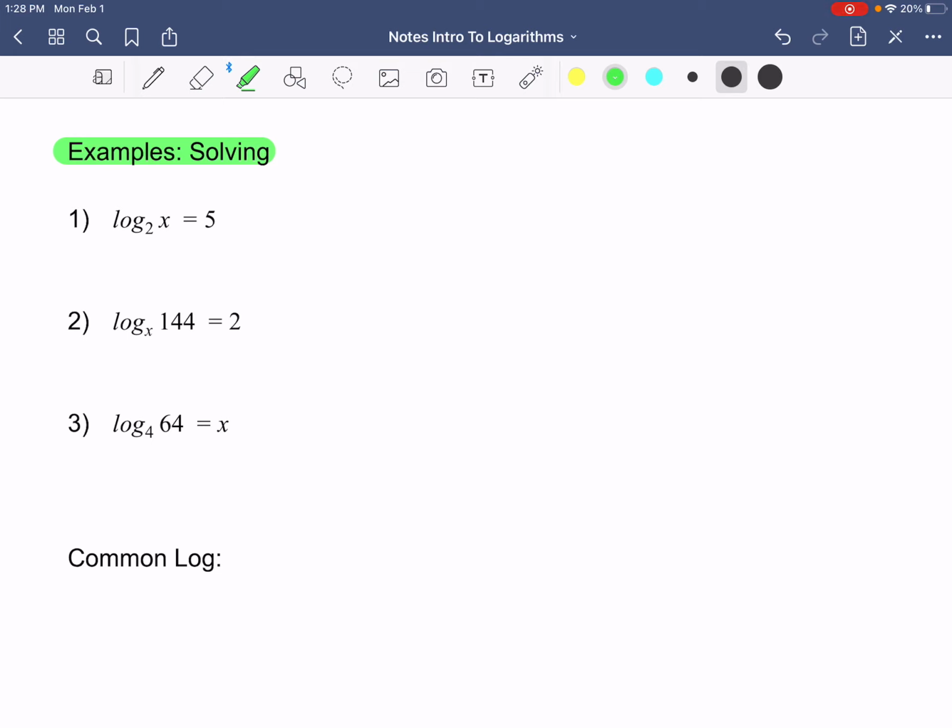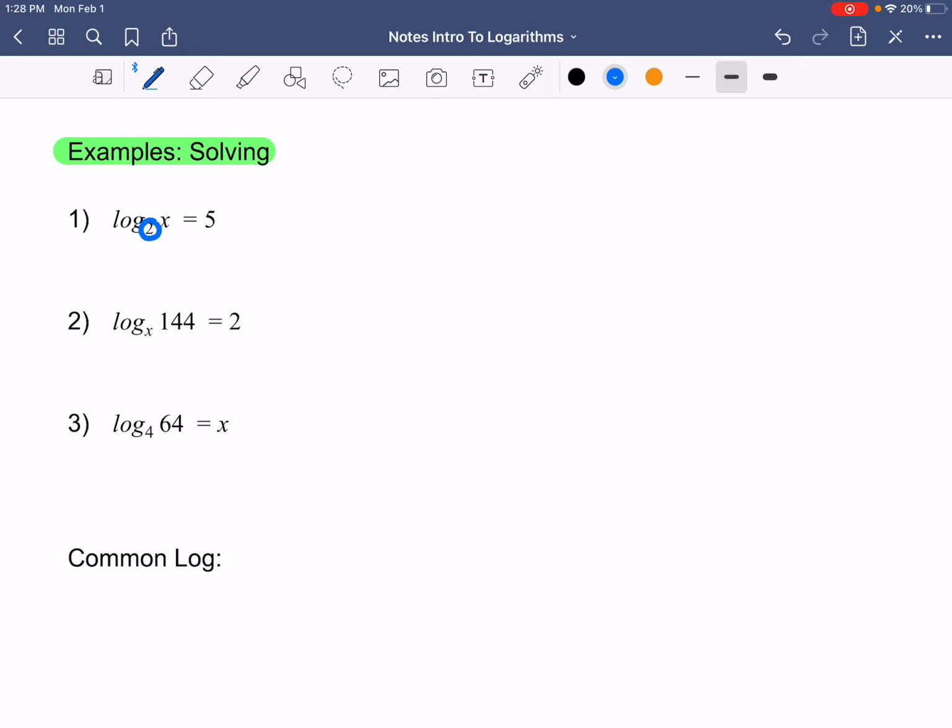So these examples are all solving. So notice how the x is in a different spot for each of these 3 problems. We're going to solve them all, though, by converting them from log form to exponential form. So these are all in log form. We're going to do the loop trick to rewrite them in exponential form, and then we'll be able to solve.